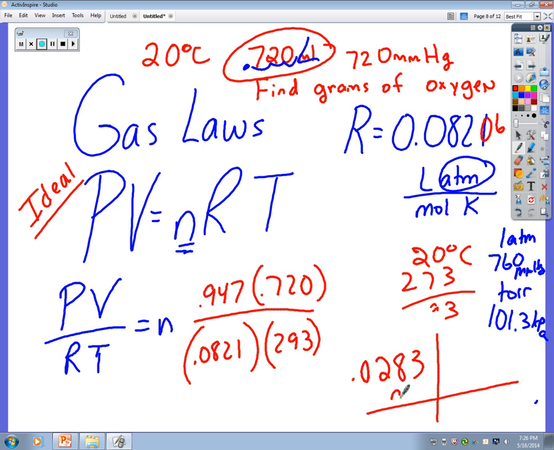Now that is moles. And what do I want? I want grams of oxygen, diatomic. 1 mole of oxygen is 32, right? So times 32, and the answer is 0.907 grams of O2. That's your answer.